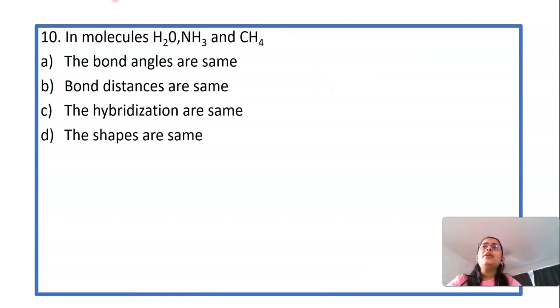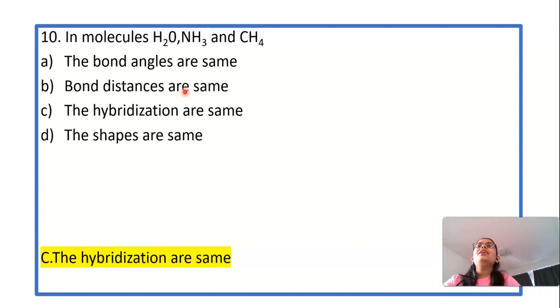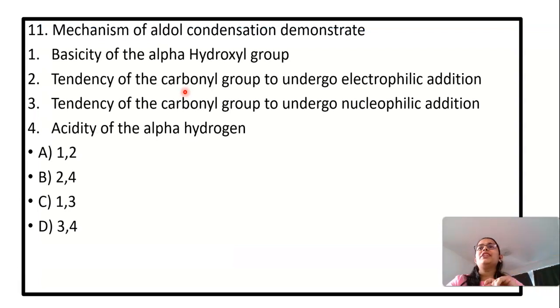Question number 10. In the molecules water, ammonia and CH4, what will be the same? This is a very easy question. So I am going to give the answer. Water H2O, ammonia NH3 and CH4. The hybridization is the same. I am asking you here, put which type of hybridization is in these three, and that is the same one: sp2, sp3, sp. Let me know in the comment section.